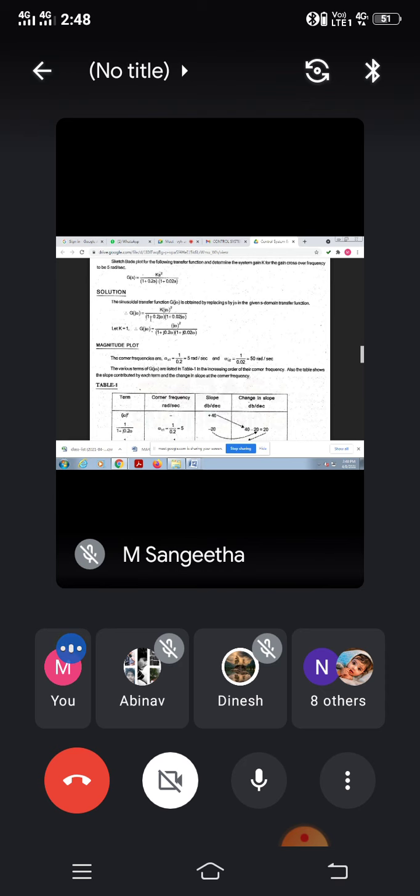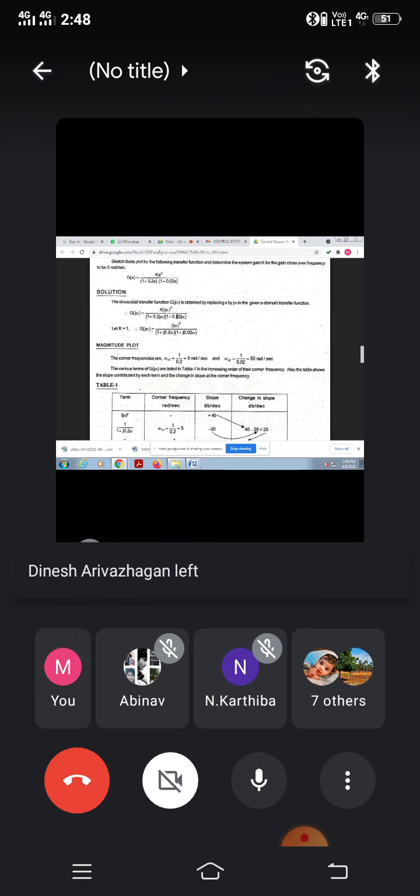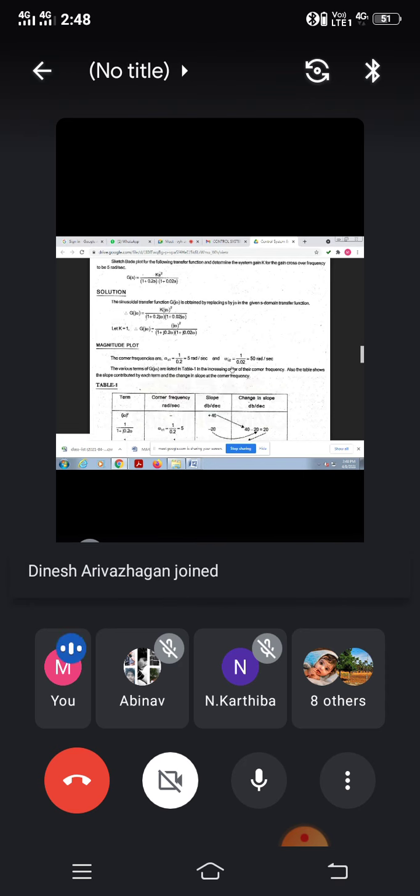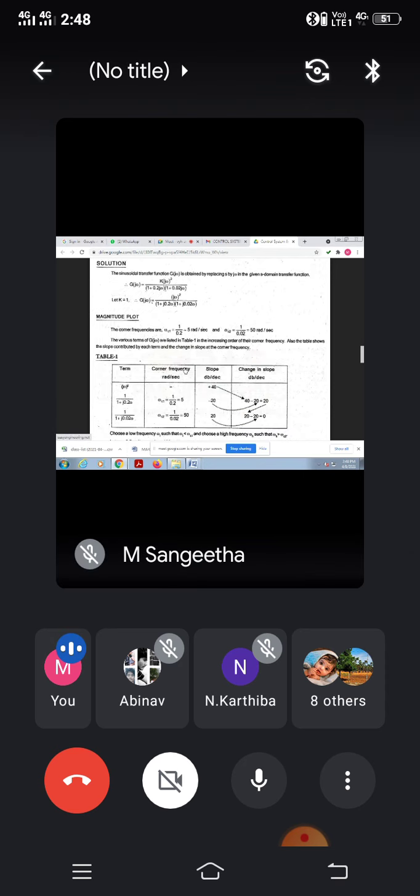This 1, you just note it down, by this 0.2. We can get 5 radians per second. 1 by 0.2 is 5. So the first corner frequency is 5 radians per second. How to derive the second corner frequency? ωc2 equals 1 by 0.02. What's the value for this? 50. The unit is radians per second. So we got the two corner frequencies.